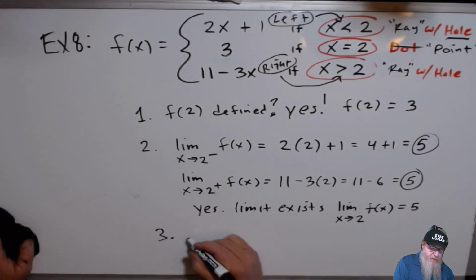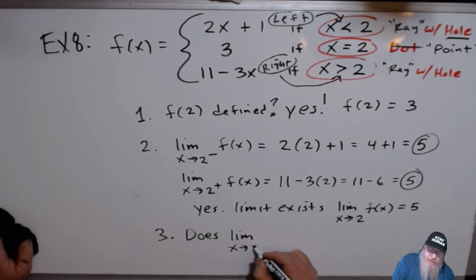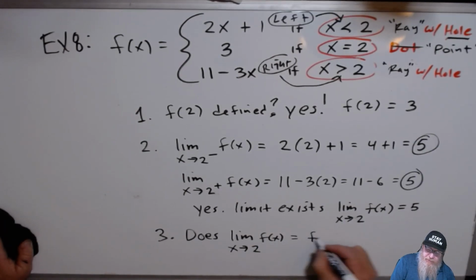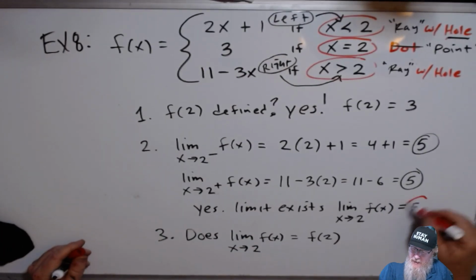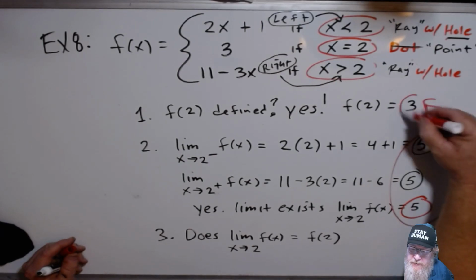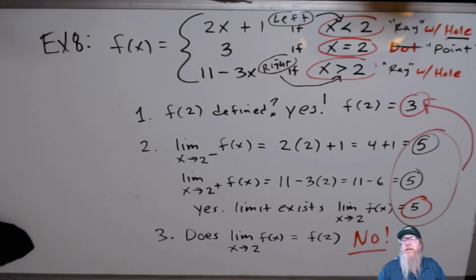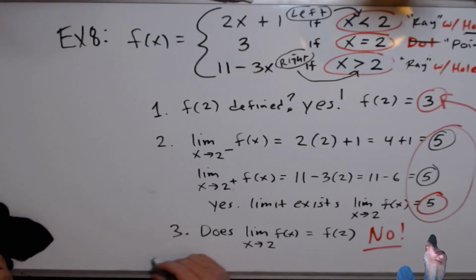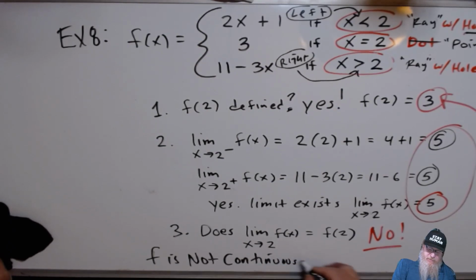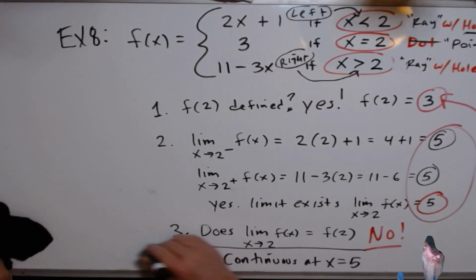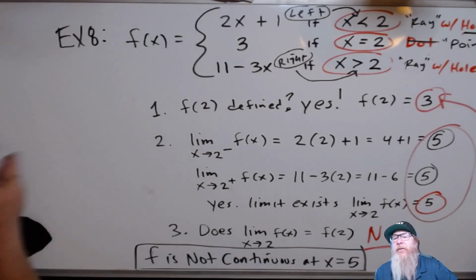And then finally, step number 3, or rule number 3, does the limit equal the function? Does this equal this? No. So therefore, the function is not continuous at x equals 5. Or you could say it's discontinuous.